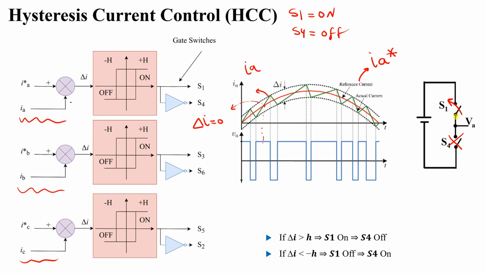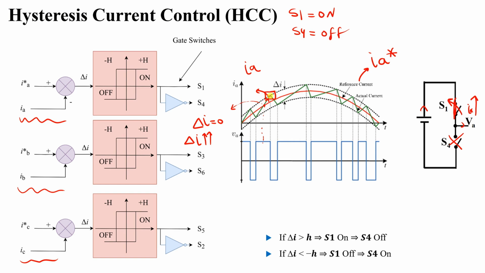So by logic, when S1 is on like this, IA will increase, as we just explained. IA will increase. So what you see is that the current IA starts increasing like this, as you can see. Now, the error between them, delta I, starts increasing, right? But still we are not going to switch to S4 until a certain limit is reached, which is this point here.